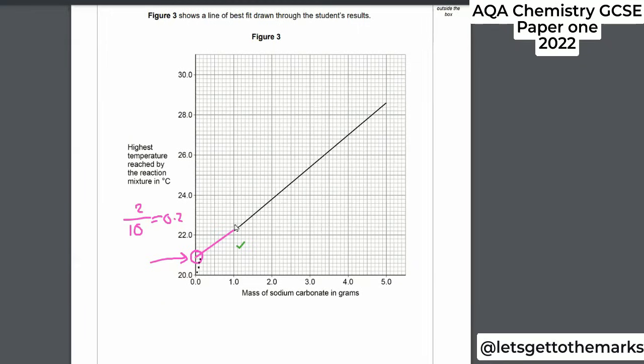I think my line, I'm going to go with 20.6. My line's a bit bent. If I wasn't doing this online, it'd be there, about 20.6. 20.6 to 20.8, somewhere around there on your graph. Okay, super. And that will get you 2 marks.